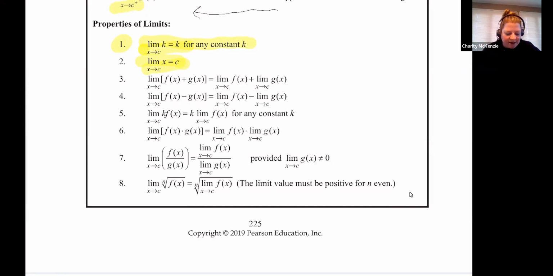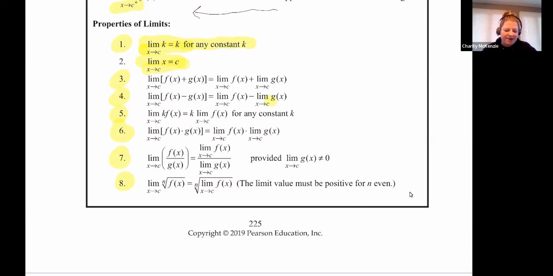And then this third one is saying that you could take 2 separate limits and add them. This fourth one says you could subtract 2 separate limits. The fifth one says you can multiply by a constant. And again, I'll show examples of why we have this. You can multiply them. This one says you could do it provided the bottom isn't a 0. You can divide, but the limit of the bottom one can't be 0. And then this one is just rewriting this one a little bit differently.